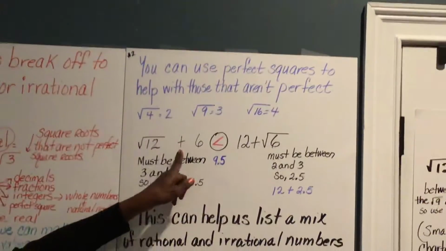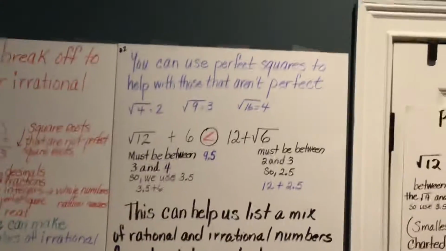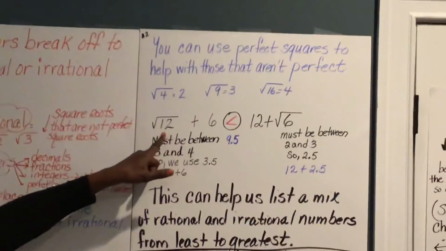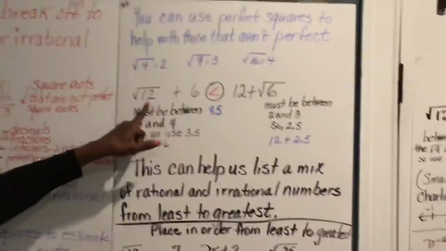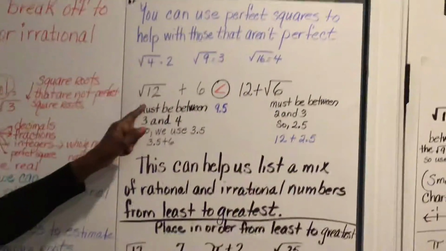Square root of 12 plus 6. Pretend that that is not there, but you need to know greater than, less than, or equal to. 12 plus the square root of 6. So, we've got the square root of 12. There is no perfect square for 12. So we've got to think of what could it fall between? What could 12 fall between?